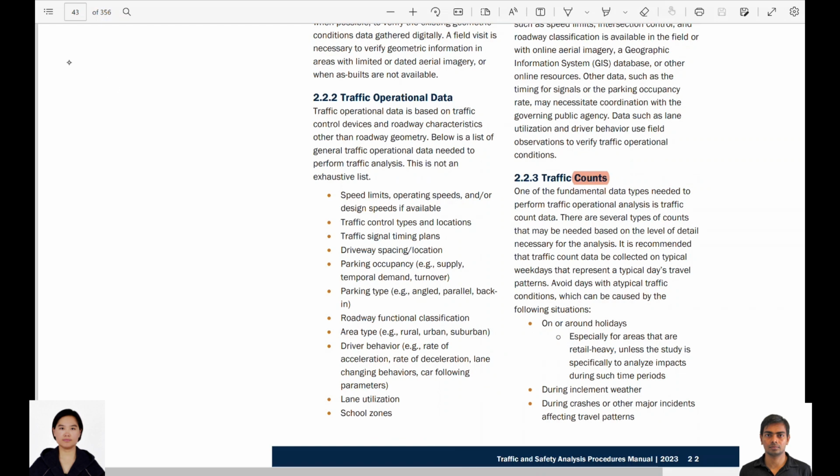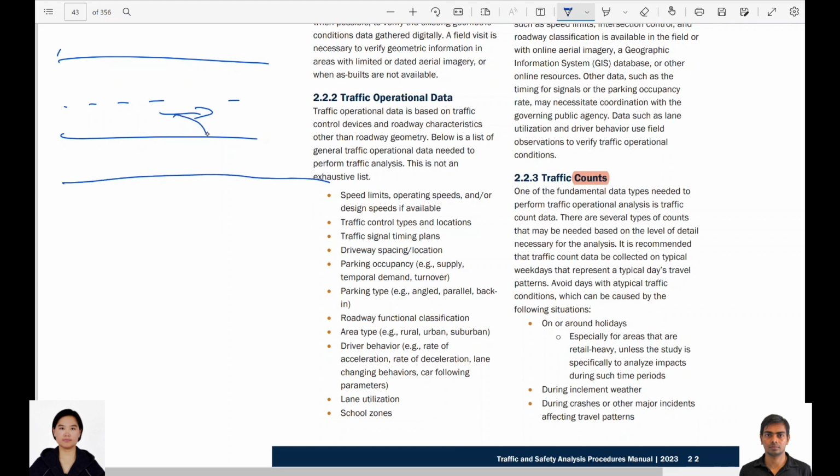So lane utilization is, let's say we have a through, and we have a through right, and we have an exclusive right turn lane. So there may be some right turn vehicles in this one, and then there may be some right turn vehicles and through vehicles in this one. So not all the lanes are equally used by all the vehicles, so we try to gauge how much each lane is being used.